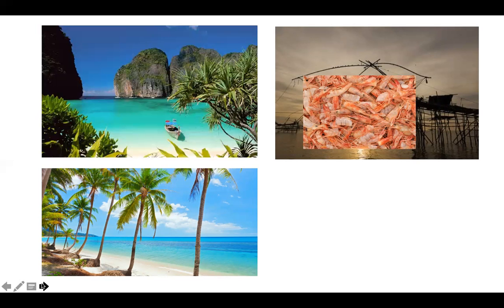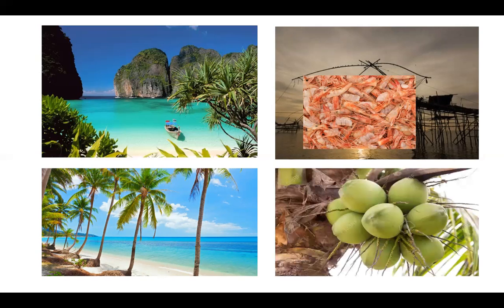Then there is this prawn waste, lots of prawn waste. According to the circular economy, we want to reuse this waste and make it more valuable. Don't throw it away. So this is one of my research topics: to try to increase the value of this prawn waste using enzyme technology.